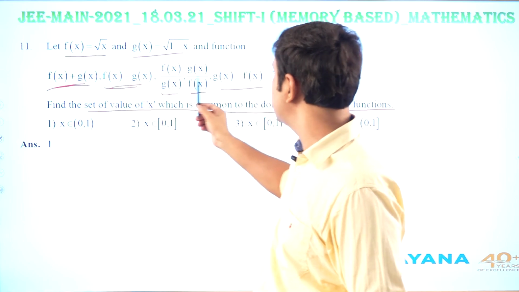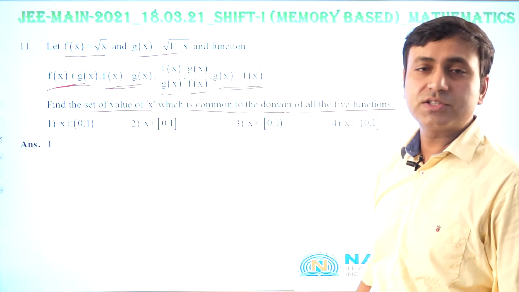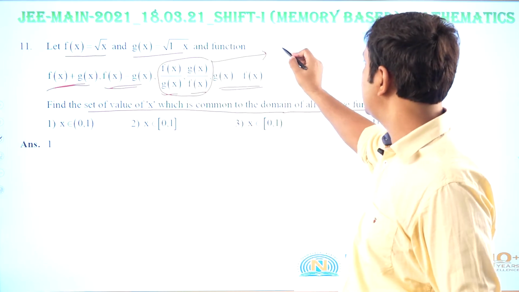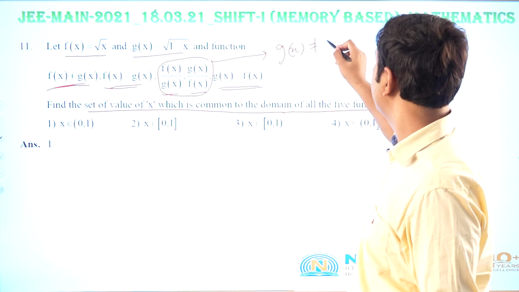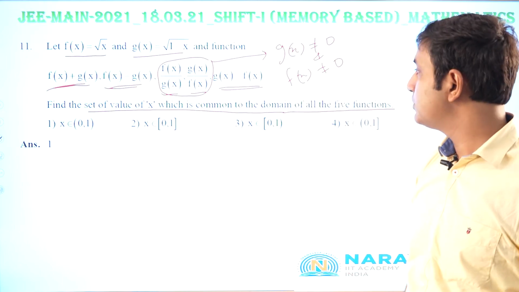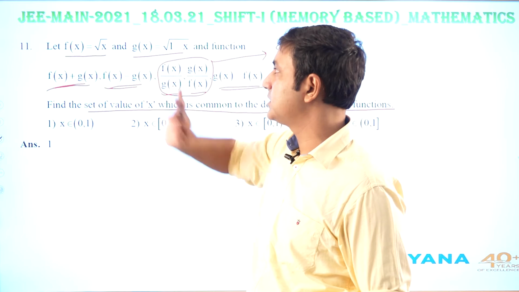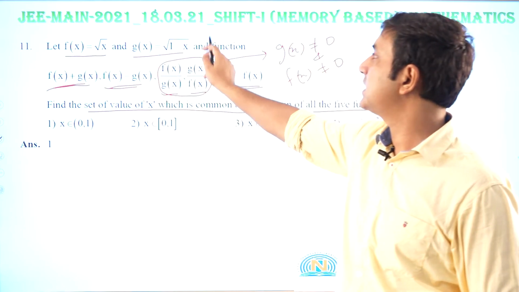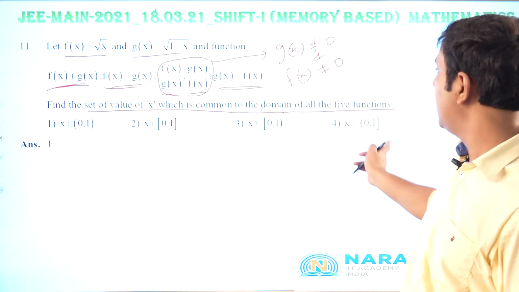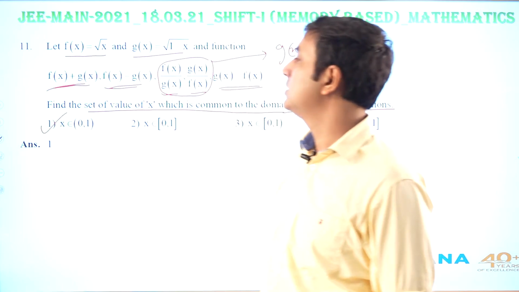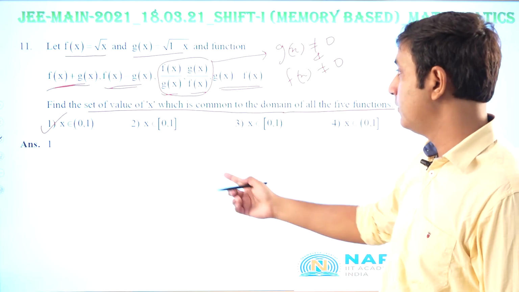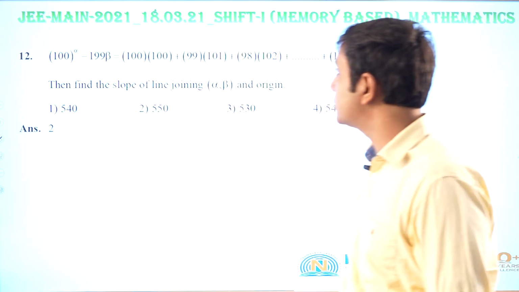Now notice that after defining f(x) and g(x), f(x) plus g(x), f(x) minus g(x) and g(x) minus f(x) have no special constraints on the domain. Only these two functions require g(x) not equal to 0 and f(x) not equal to 0. Which means root x cannot be 0, so x cannot be 0, and root of 1 minus x square also cannot be 0, which means x cannot be 1. If x cannot be 0, x cannot be 1. Out of all the options, only this option satisfies that. So this portion of domain is common to all the 5 functions. We will mark that, we will move on to the next question.